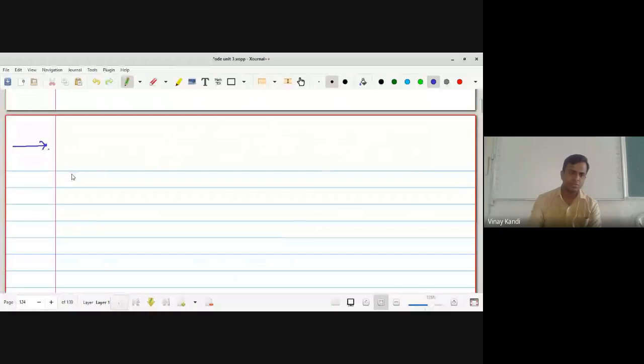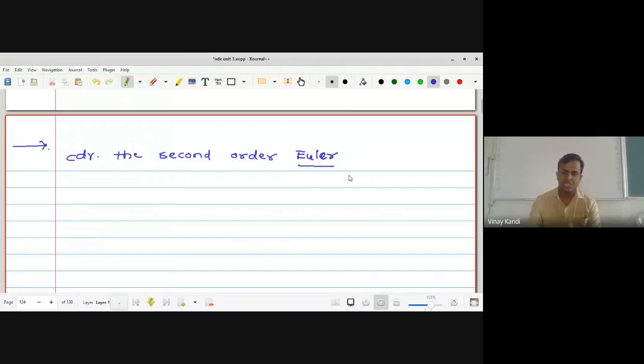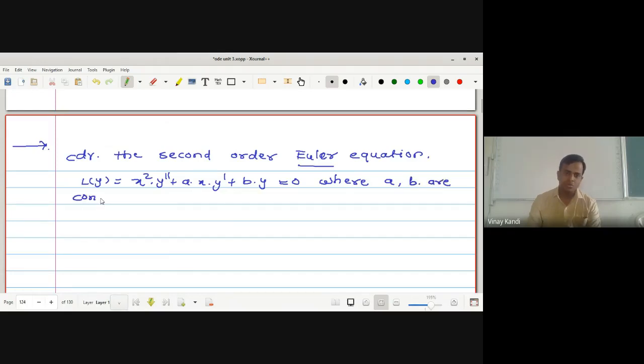Consider the second order Euler's equation. Euler's, while writing it is Euler's, and while reading it is Euler's. Okay, Euler's equation: L of y is equal to x square into y double dash plus a into x into y dash plus b into y is equal to 0, where a and b are constants. Okay, so give it as equation number 1.